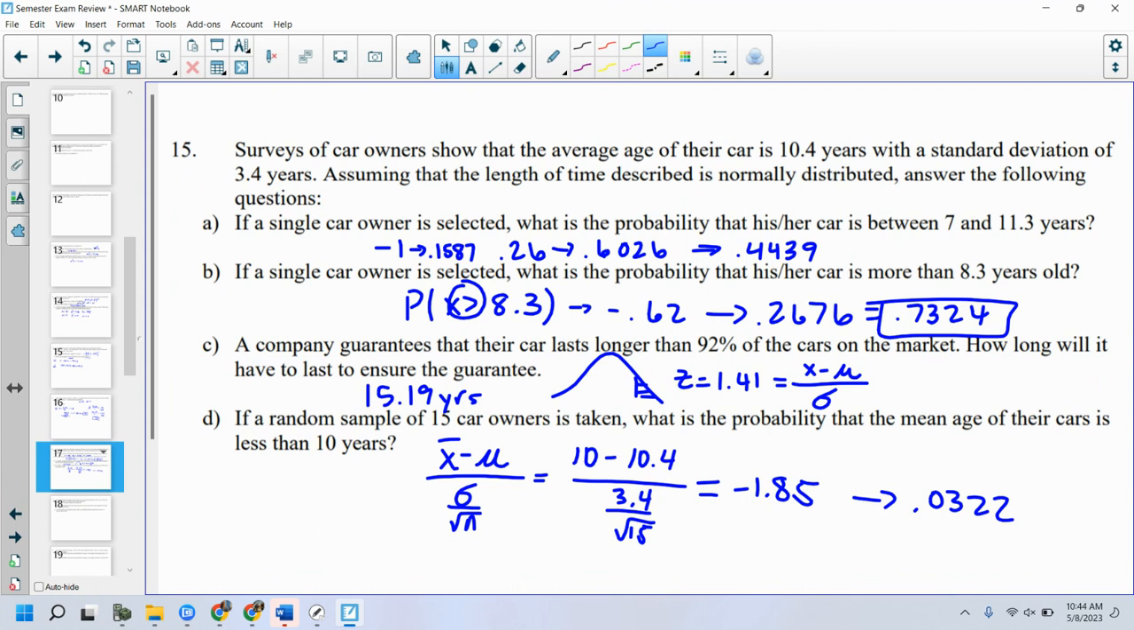Question about that? And again, notice the difference in the type of question. This is asking if I take a sample from these car owners, what is the probability that of those 15 car owners that I chose, their mean comes out to be less than 10? Because I know the population mean is 10.4. So it should be the same if it's a true representative sample. That's why it's coming out so low.